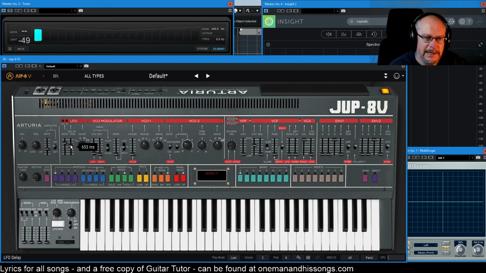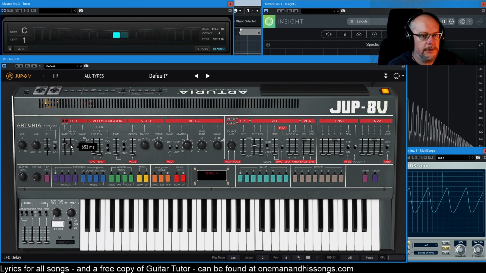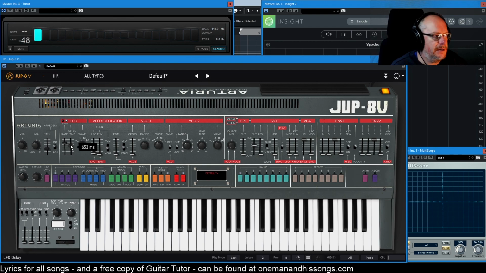Generally speaking, you'll tend to find delay times of around half a second to 1 second, that kind of thing. And that gets the most natural sort of effect.